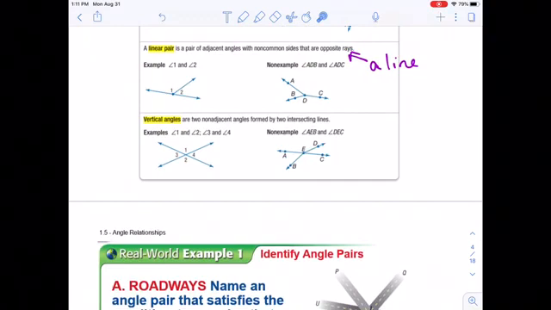Vertical angles are two non-adjacent angles formed by two intersecting lines. So we have a line here, we have a line here, they intersect. Angle 1 and angle 2 are vertical, and angle 3 and angle 4. I like to think of a V with a V mirrored under it, formed by two lines. That is how we can find our vertical angles. And because this is not a line here, we know they cannot be vertical.